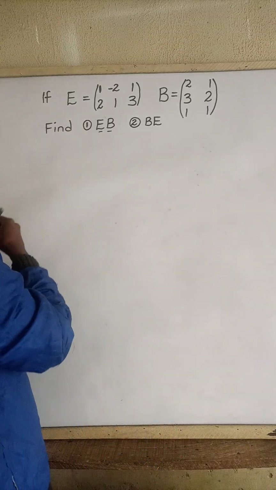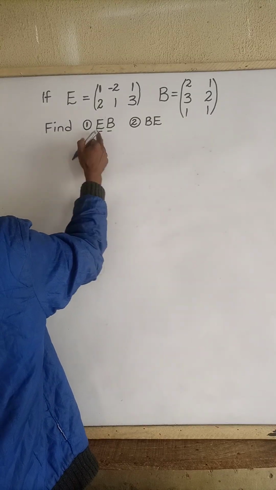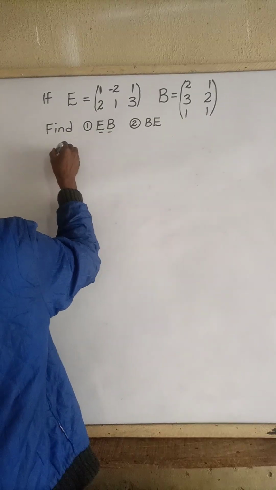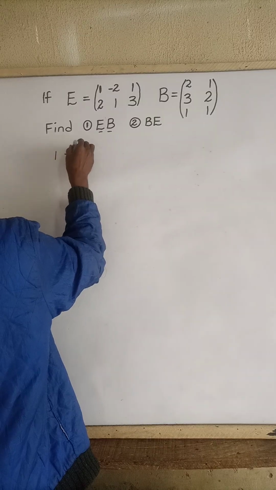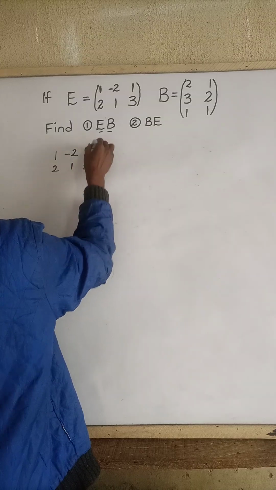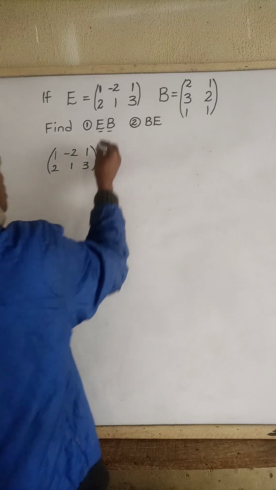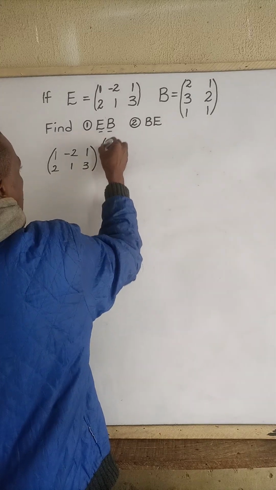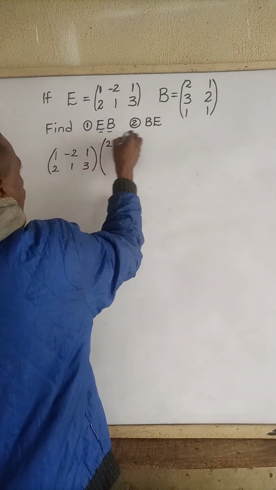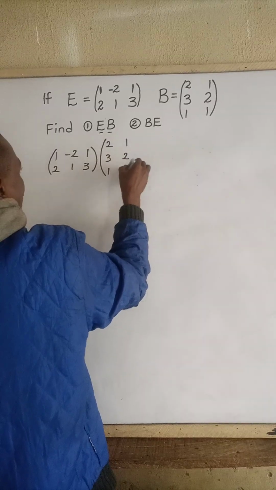So for us to do that, what I will do now is this. I will list out the elements that we have in matrix E and B, which is 1, minus 2, 1, 2, 1, 3. These are the elements in matrix E. That of matrix B, we have 2, 1, 3, 2, 1, 1.